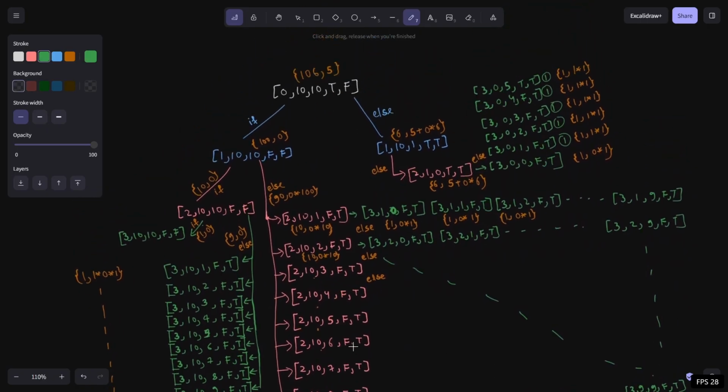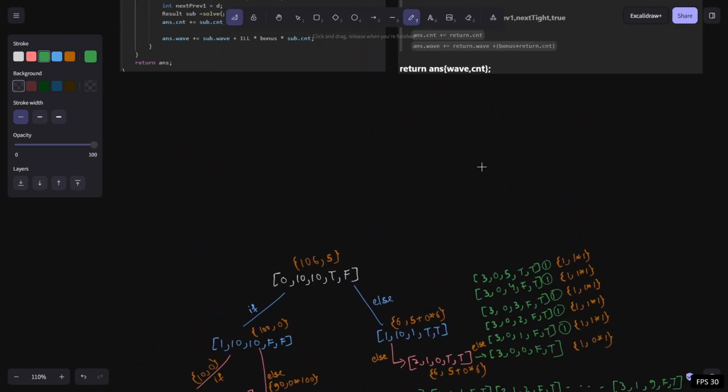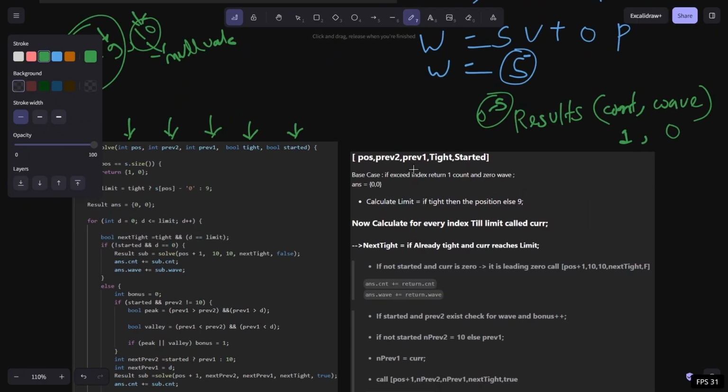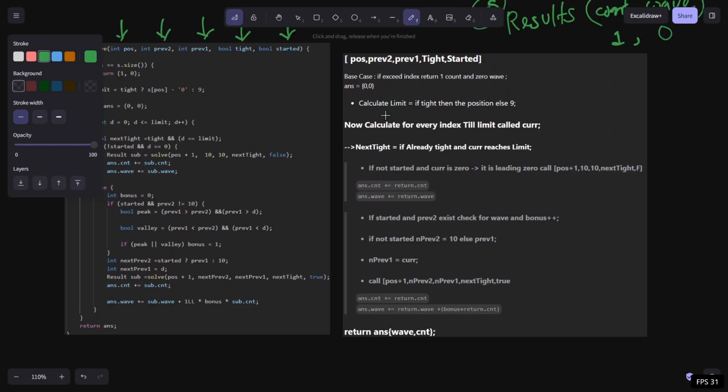Here I already did a dry run for the number 105. We are going to count the number of waviness from 0 to 105. So let's go through the pseudocode. First we have to pass position, previous one, and started. Base case: if it exceeds the index, return 1 count and 0 waves. Answer equals 0, 0.